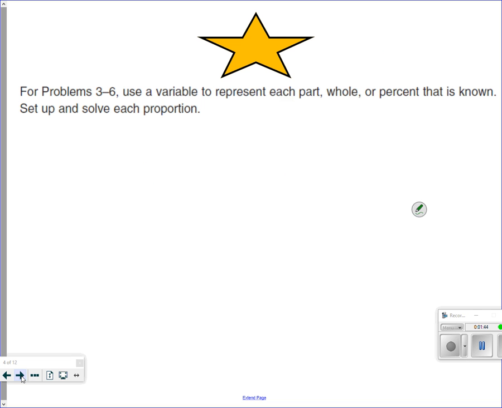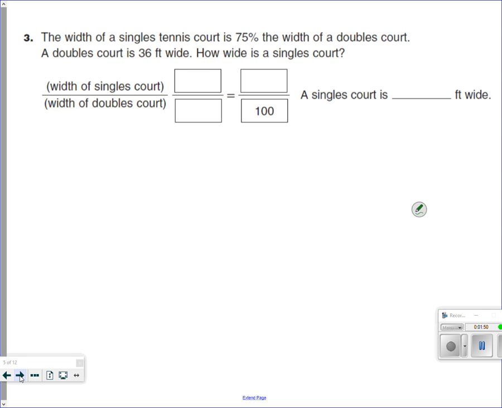Problems 3 through 6: use a variable to represent each part, whole, or percent that is unknown, set up, and solve each proportion. The width of a singles tennis court is 75% of the width of a doubles court. A doubles court is 36 feet wide. How wide is a singles court? We'll take a look at how we're going to do this, okay? So we're going to go 75 over 100 here.